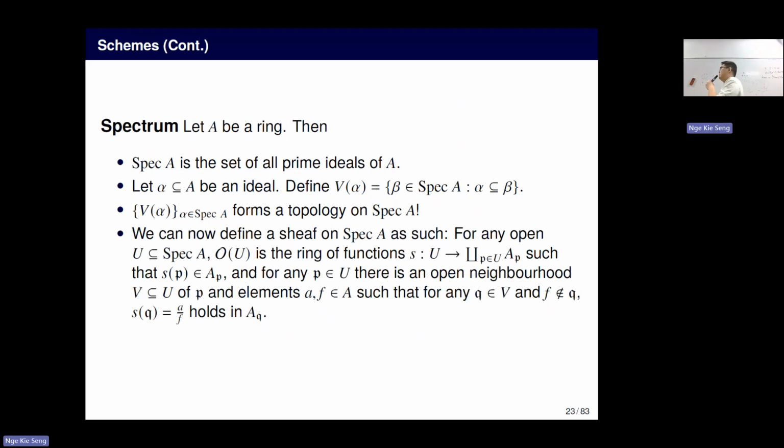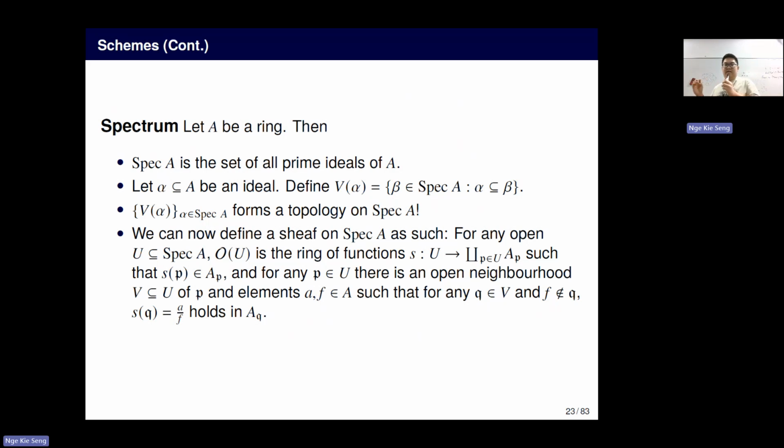So now we can define a sheaf on Spec A, which is basically: you take any open subset U of Spec A, and we map it to a ring of functions from U to, as you may notice, something similar to linear algebra's direct sum, or basically the disjoint union of all these A_P, from P in U. This is so that each s_P is in A_P, and A_P is just the localization of A at P.